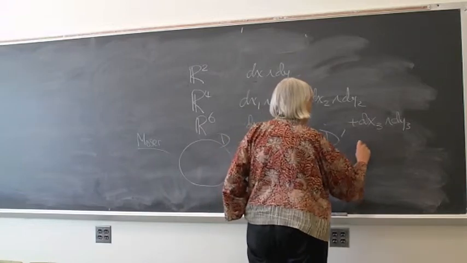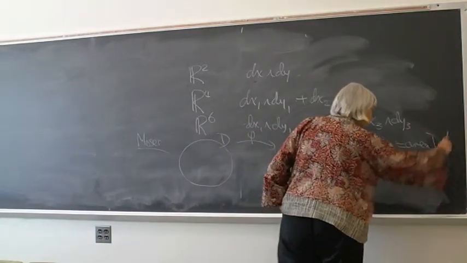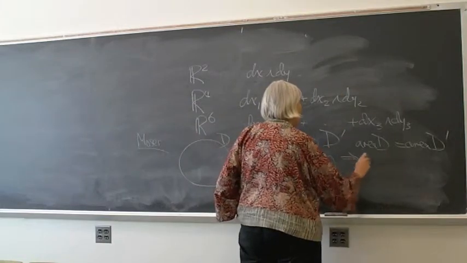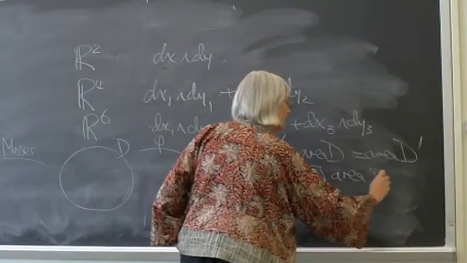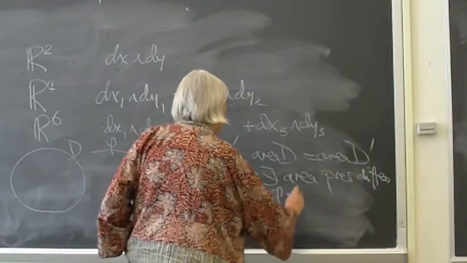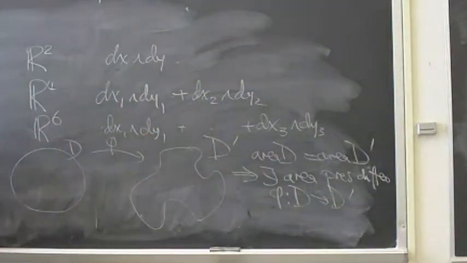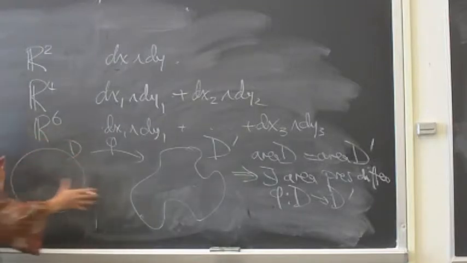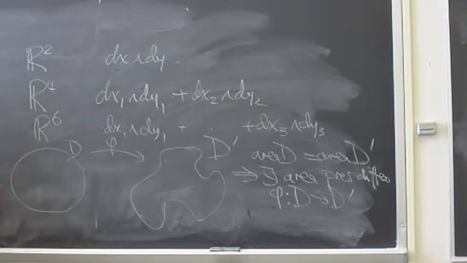Then suppose that the area of D is the same as the area of D prime. Then the claim is that there exists an area-preserving diffeomorphism from D to D prime. In other words, the Jacobian matrix of this is everywhere identically 1. So it doesn't just preserve the total area, but each little bit goes to something that's the right area. That's actually a fairly easy theorem to prove.